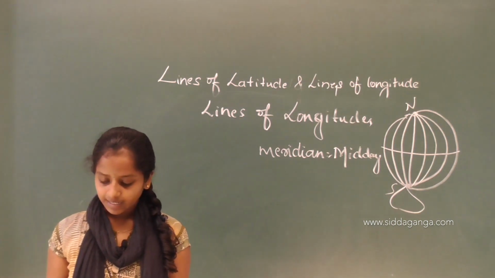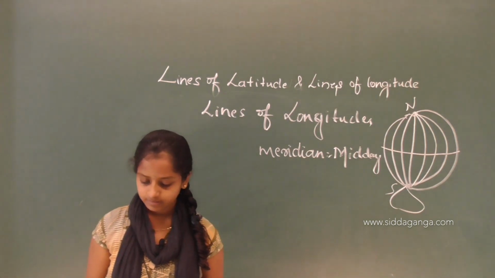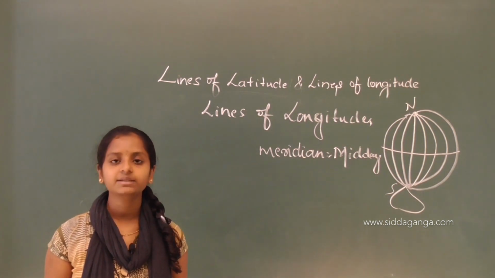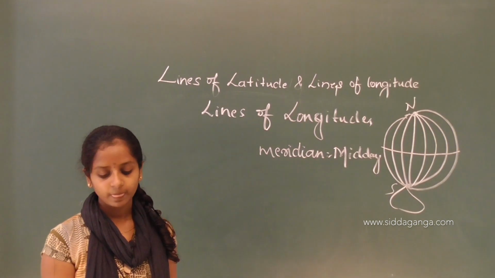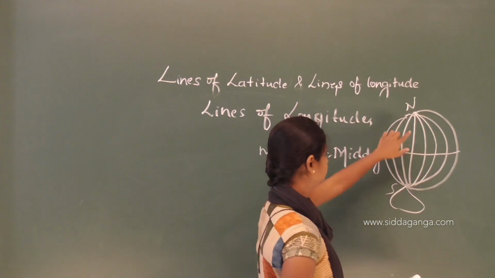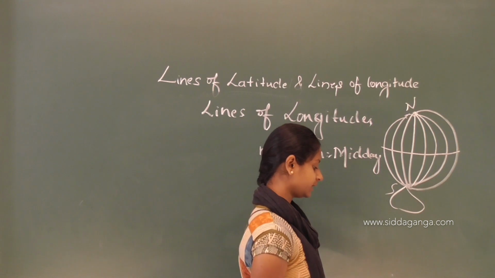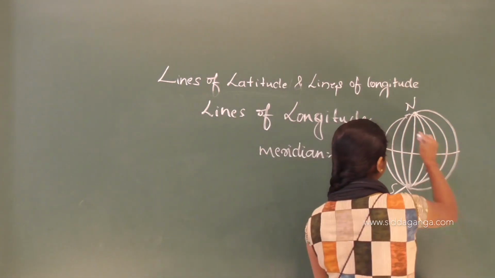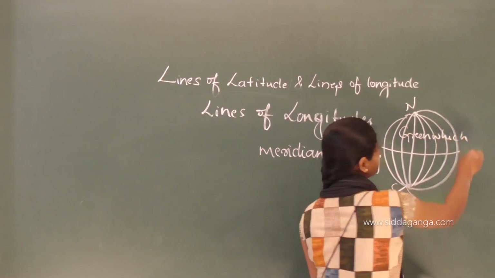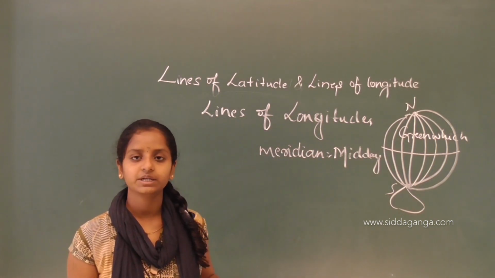The meridian that passes through the observatory at Greenwich near London is the prime or main meridian. Let me show you. These are the longitudes. Here there is a Greenwich. Greenwich is a place, and there is a laboratory.